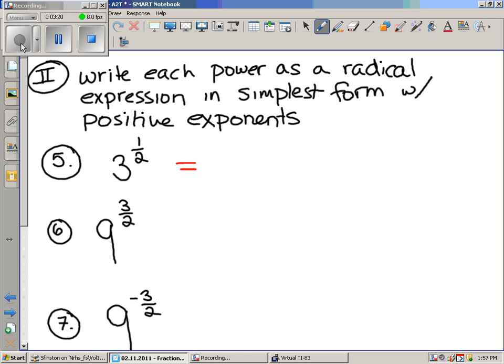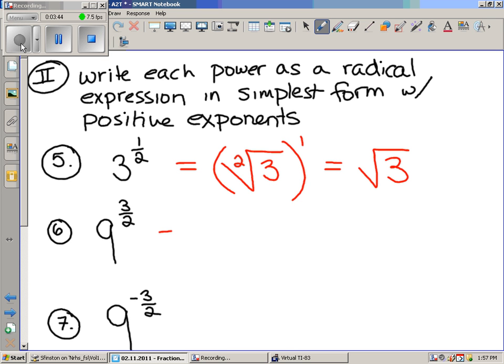3 to the 1/2 power is what? 9. Nah. No. It is the square root of 3. This is the index. It's the square root of 3 raised to the 1/2 power, raised to the first power. That's the same thing as saying the square root of 3. It is not 9. 3 squared is 9. 3 to the 1/2 power.